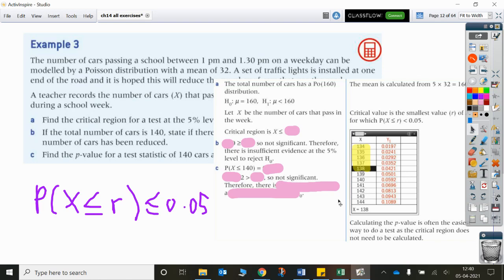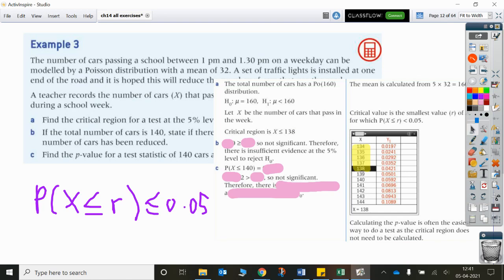Now let's just have a look to see if there's an inverse Poisson distribution. No, there is not. So on my calculator, there is not an inverse Poisson distribution. So you will need to do this by either trial and error or by creating a table, which the book shows you how to do as well, if you want to. From my point of view, I would just do this by trial and error. I think there's less chance of you making mistakes through trial and error as well. Okay, so critical region is less than or equal to 138.